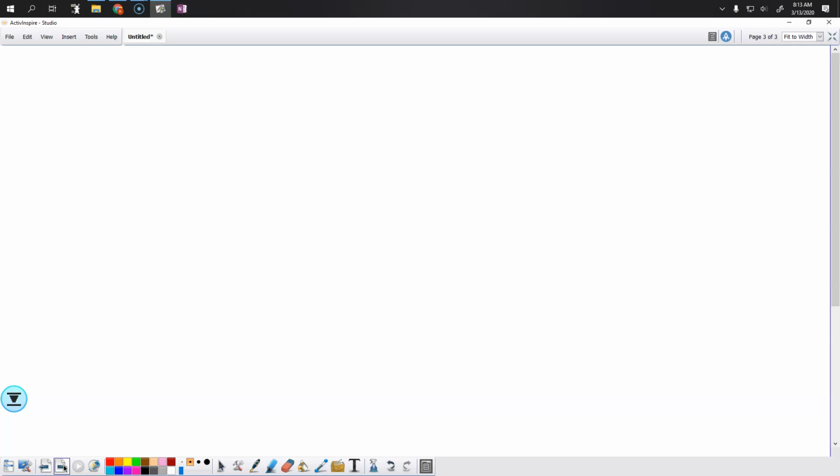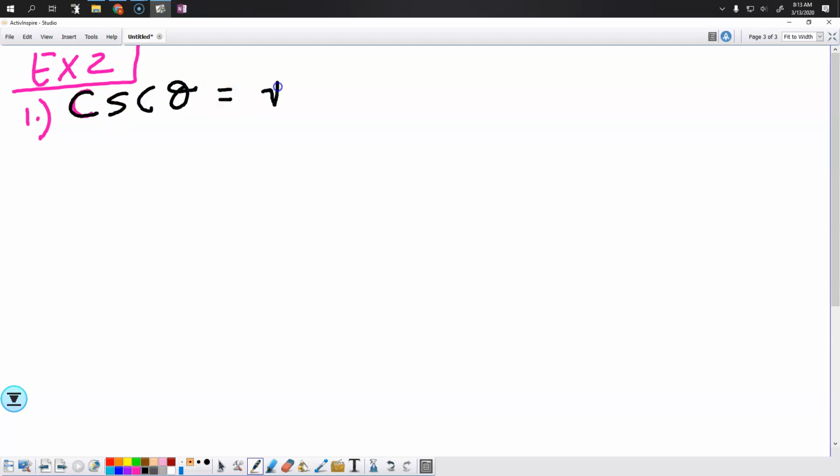Okay, so let's begin here. We'll start simple here. Let's do cosecants. This is example 2. I'm not going to write the directions, it's the same. We just want to find the angles. Cosecant of theta is equal to the square root of 2.